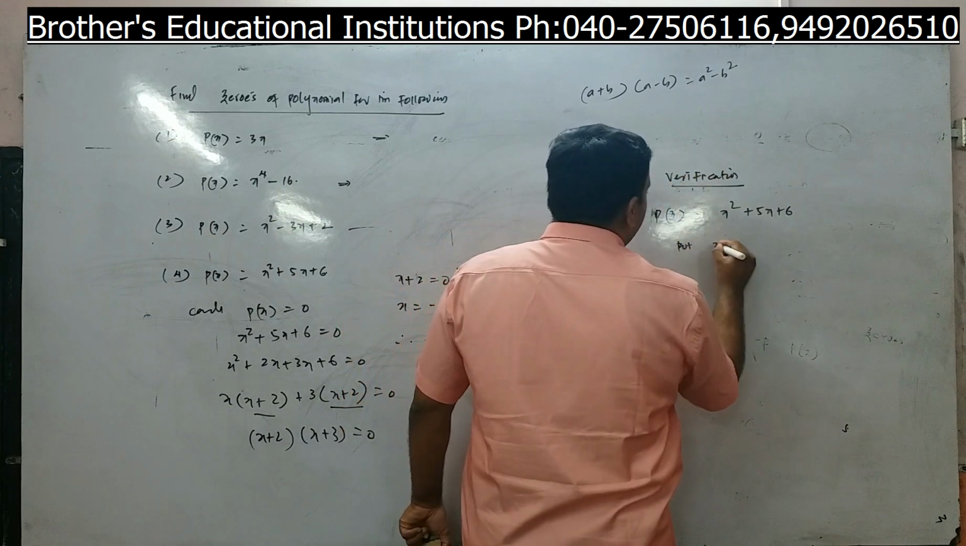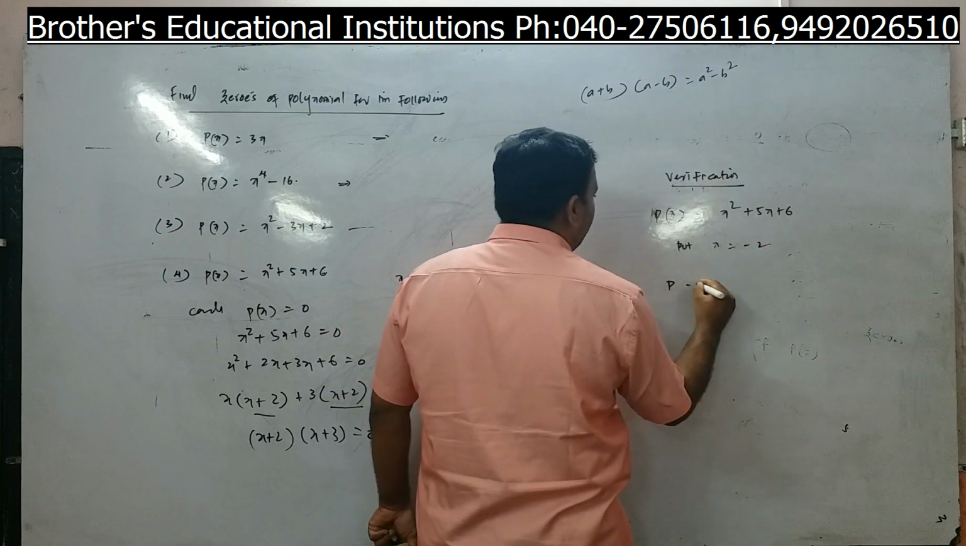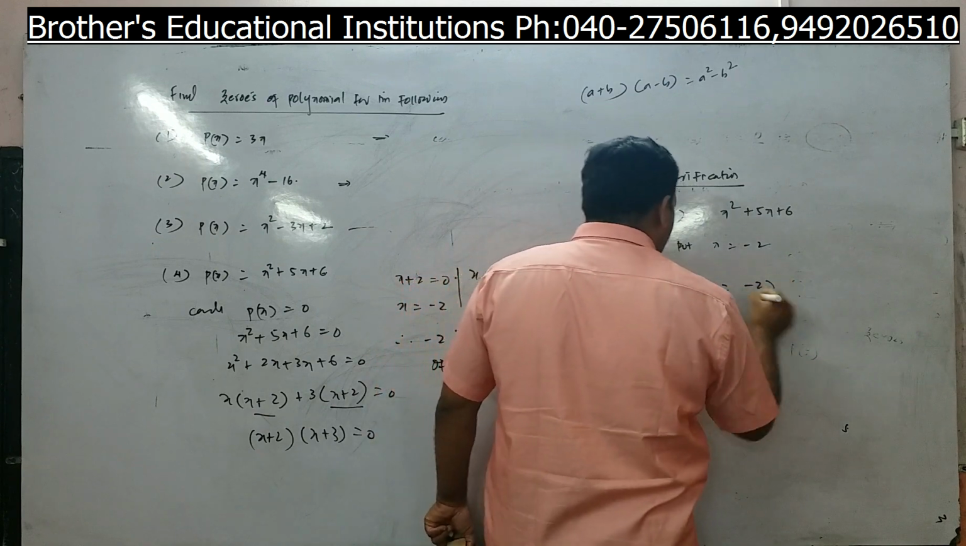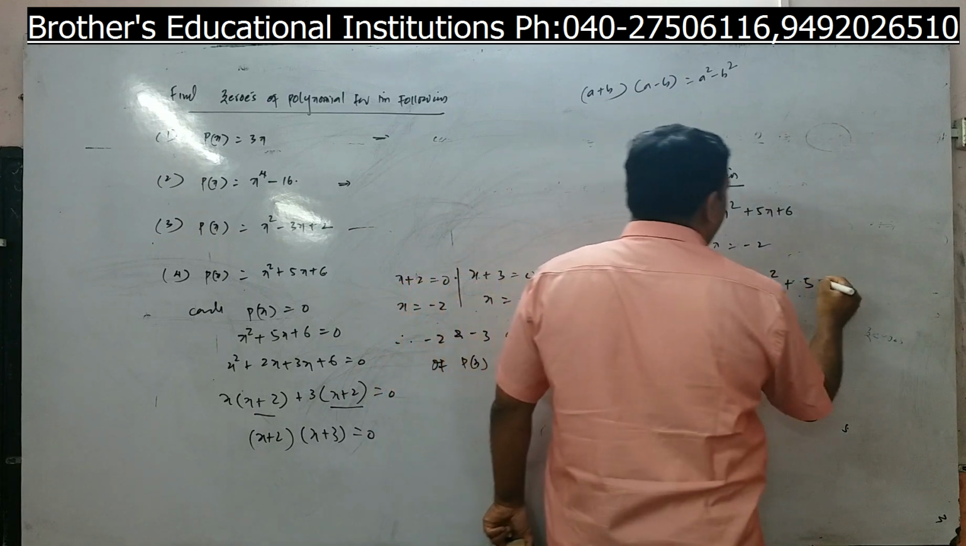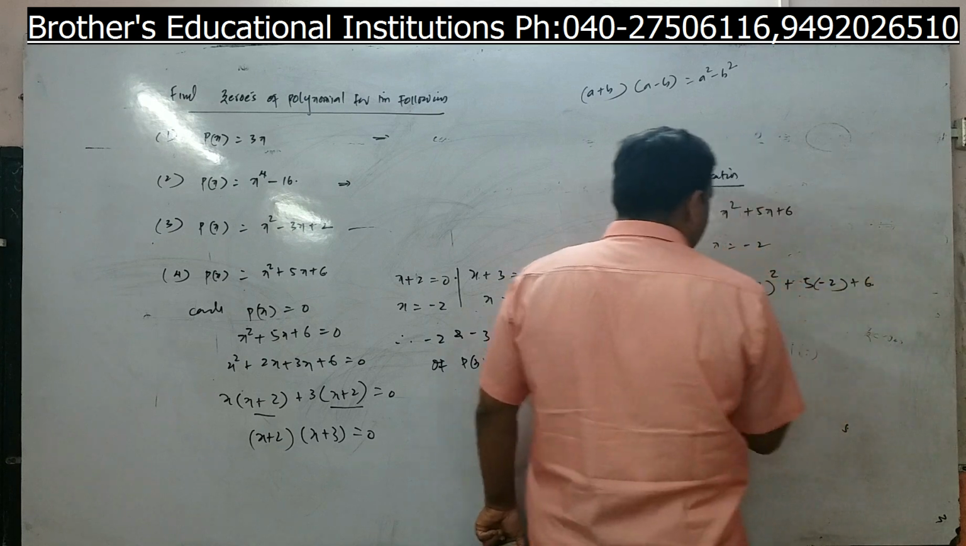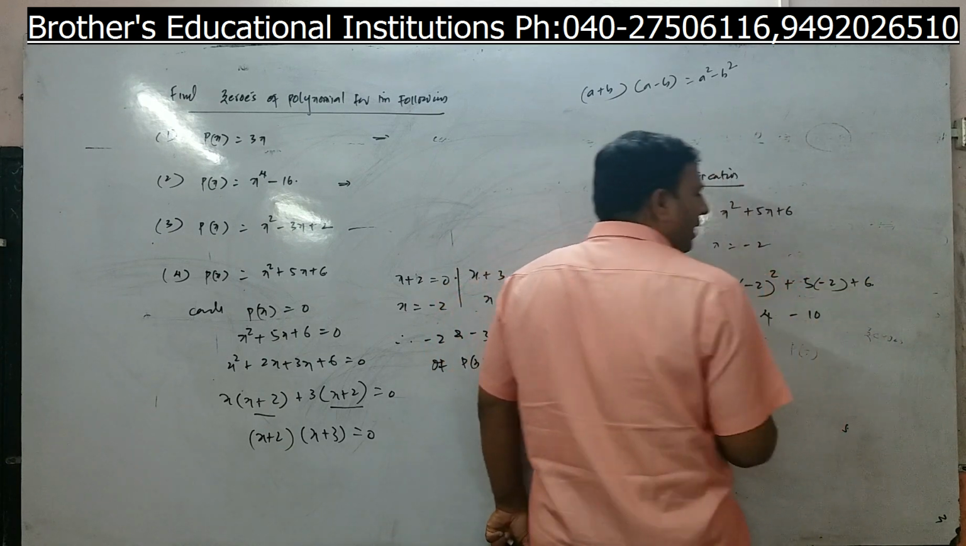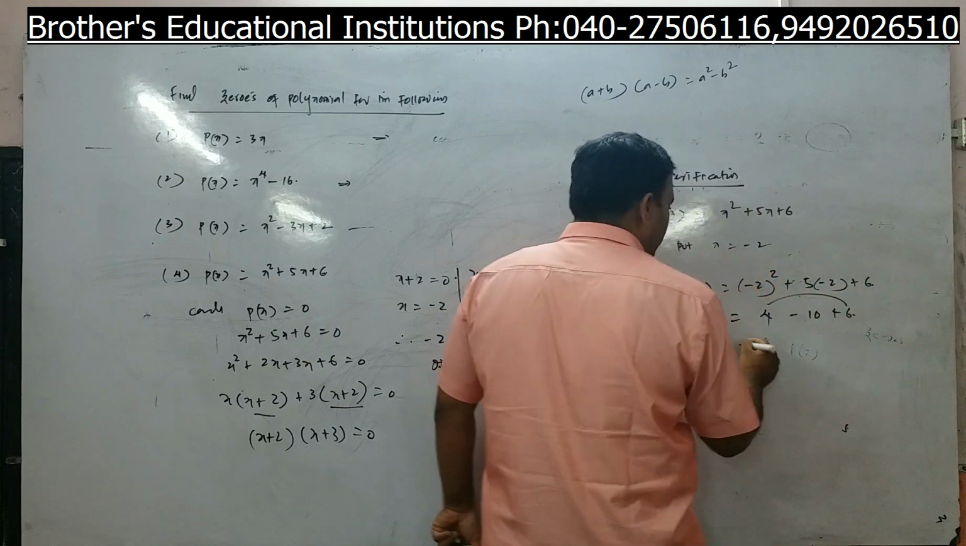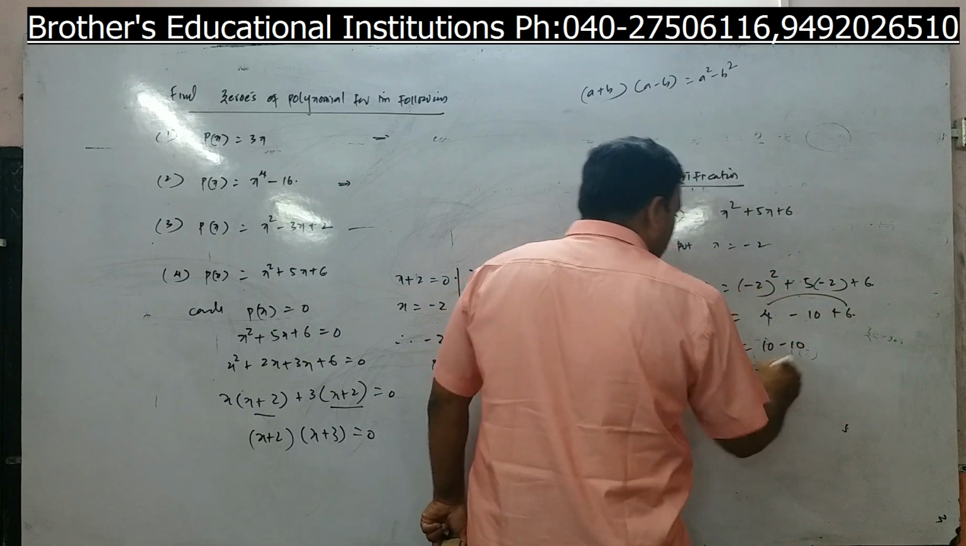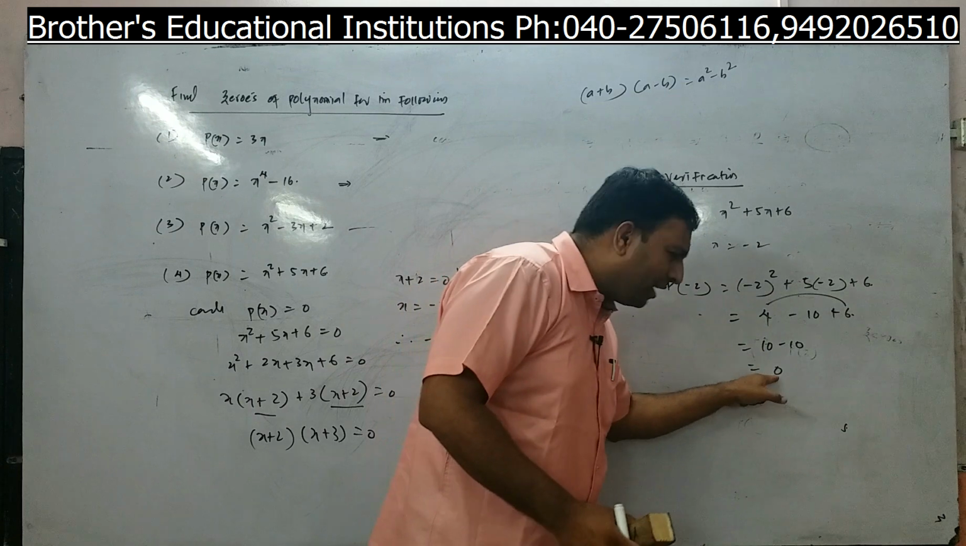If I put x is equal to minus 2, means P of minus 2. What is P of minus 2? Minus 2 whole square plus 5 into minus 2 plus 6. What is minus 2 whole square? Plus 4. What is 5 into minus 2? Minus 10, plus 6. 6 plus 4, 10 minus 10 is equal to what? 0. So what you got? You got the value as 0.